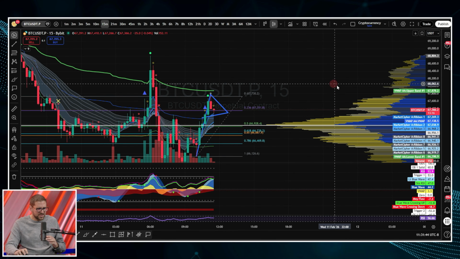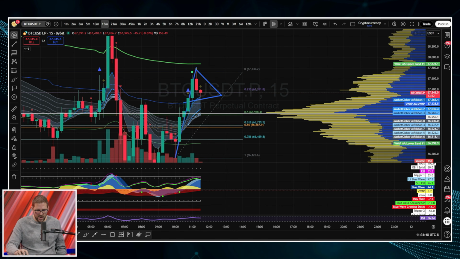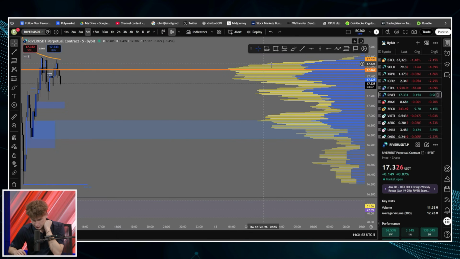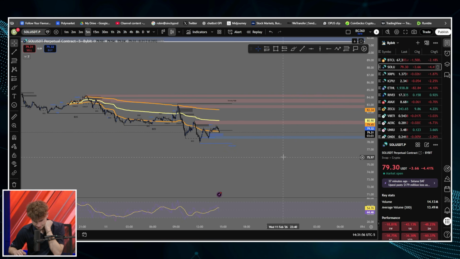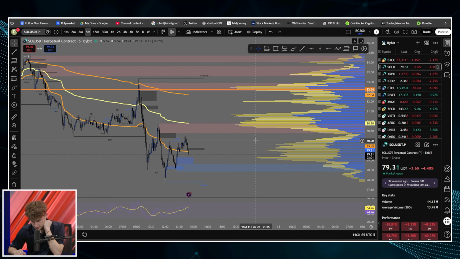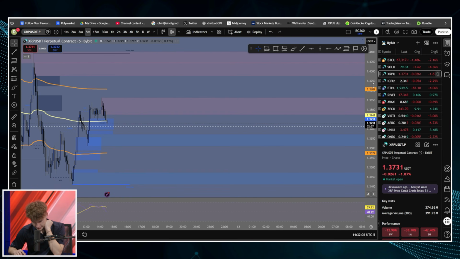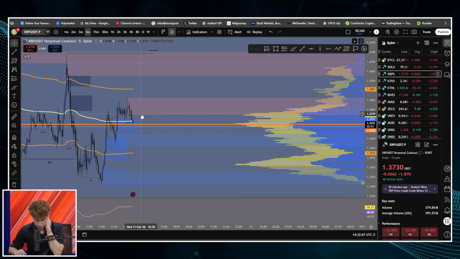Now, outside of Bitcoin, is there anything else that you're seeing on the altcoins that might be primed for a trade setup right now? Let's take a peek. Solana looks really similar. XRP has a possibility for a setup here.